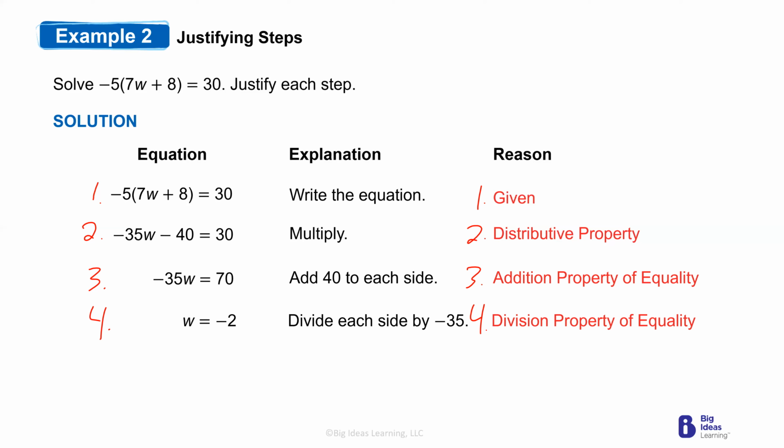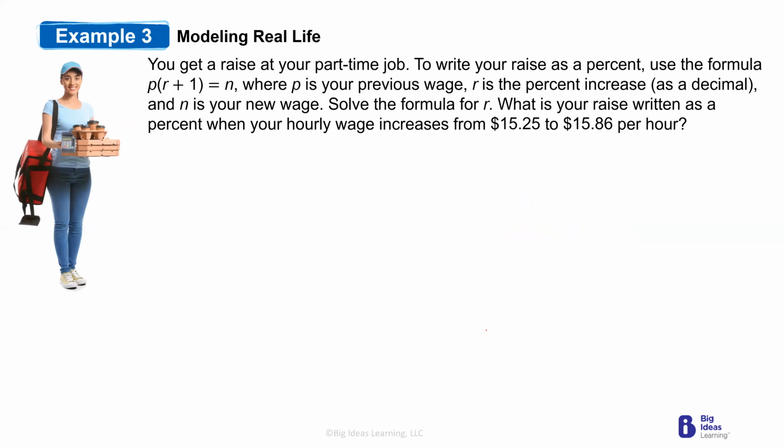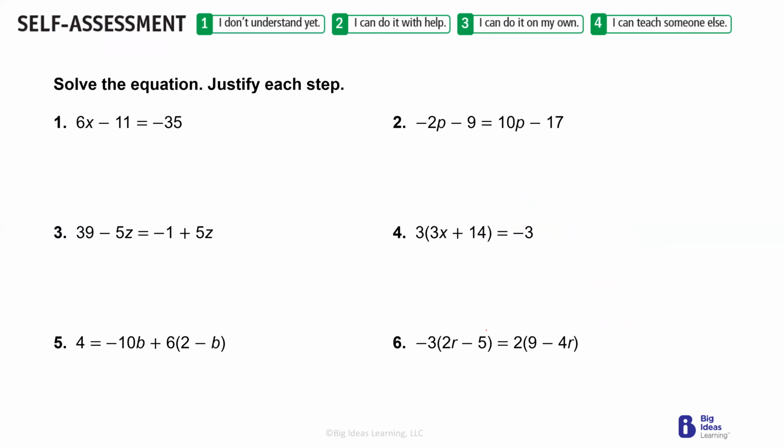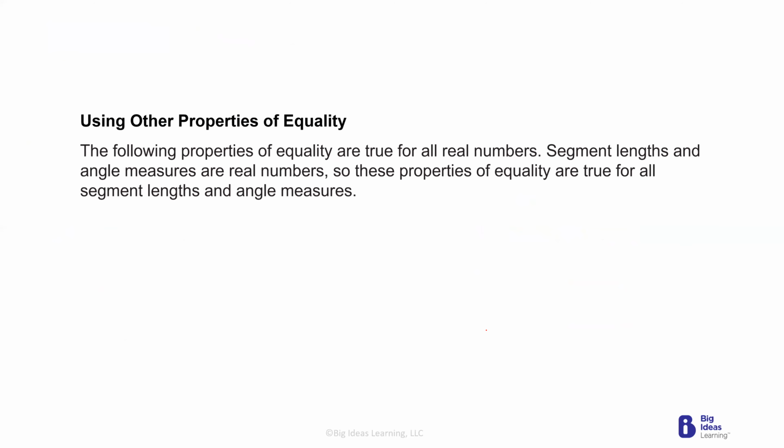Okay. So, like I said, skip it to the back. Skip ahead. Okay. So, using other properties of equality. The following properties of equality are true for all real numbers. Again, segment lengths and angle measures are real numbers. So these properties of equality are true for all segment lengths and angle measures.